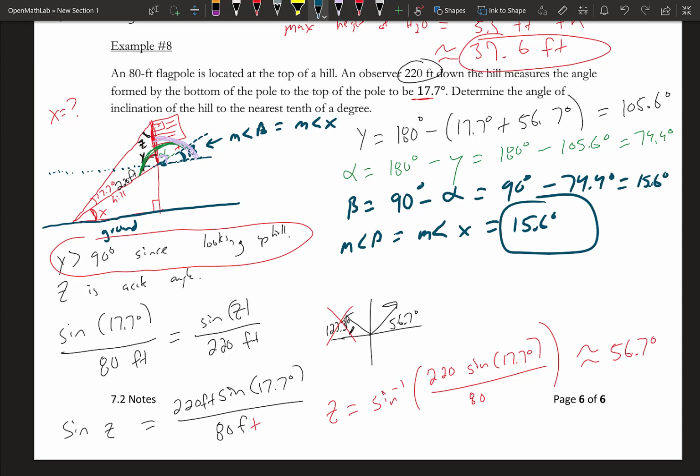So that's the solution, 15.6 degrees. All right, so that's all I have for this section.